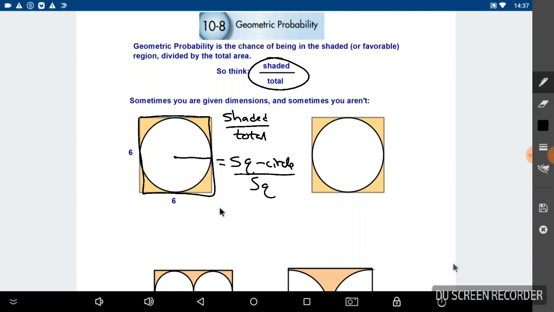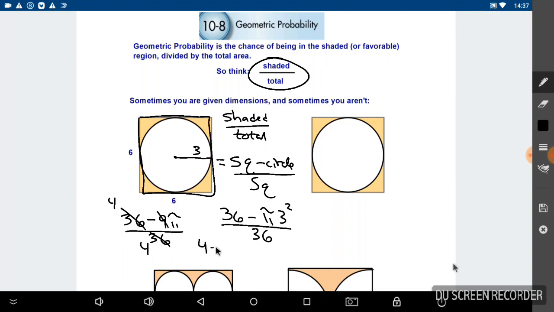So the square's area is 36. The circle's area is pi, the radius, of course, is 3, so pi times 3 squared. And then the total, again, is 36. So now clean this up. I'd have 36 minus 9 pi over 36. Algebra skills here. What can I take out of every term? A 9. So that's 4 minus pi over 4. So 4 minus pi over 4 is your SAT answer.